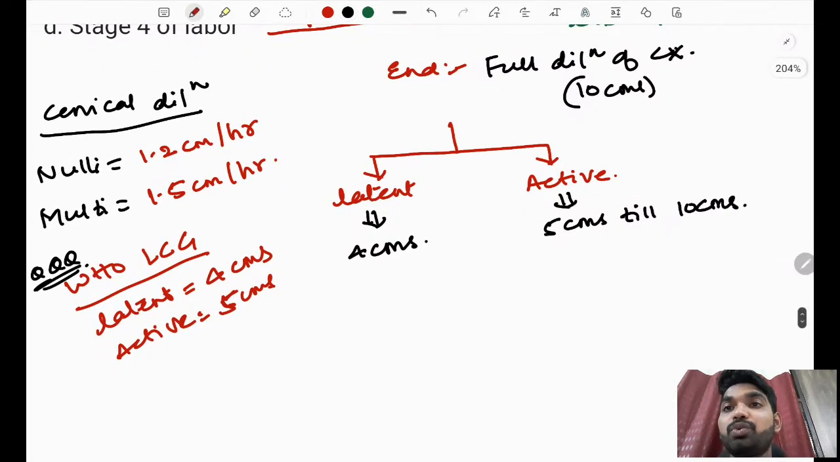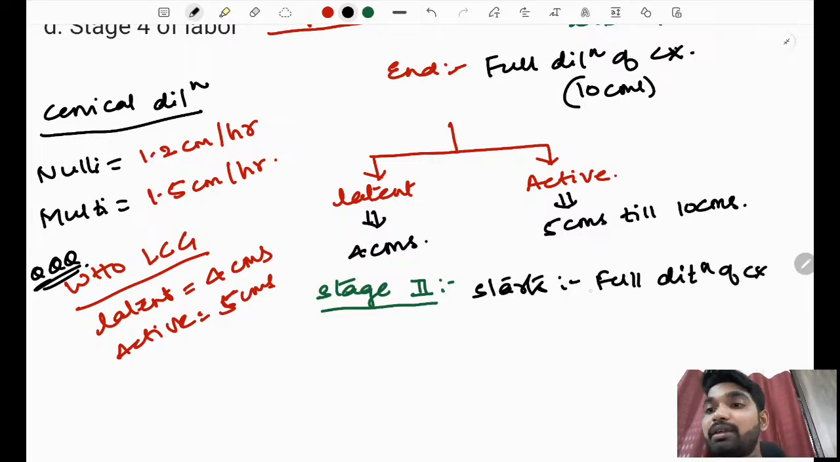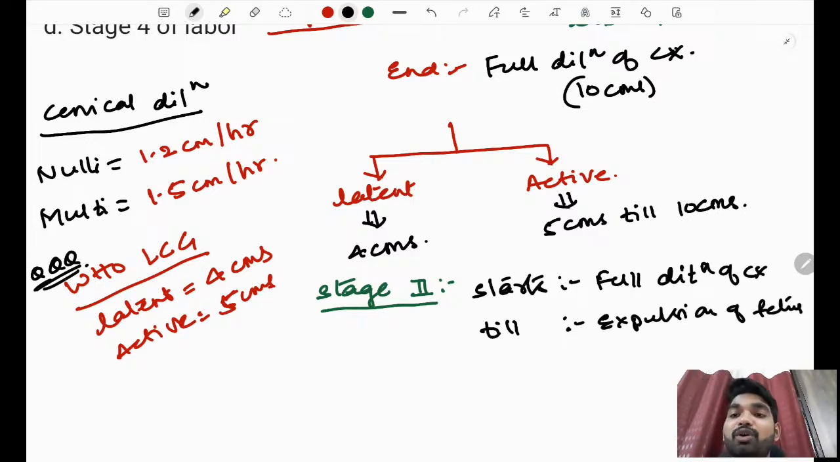Next, stage 2. Coming to stage 2 of labor. When does it start? Stage 2 starts from full dilatation of cervix till expulsion of fetus.